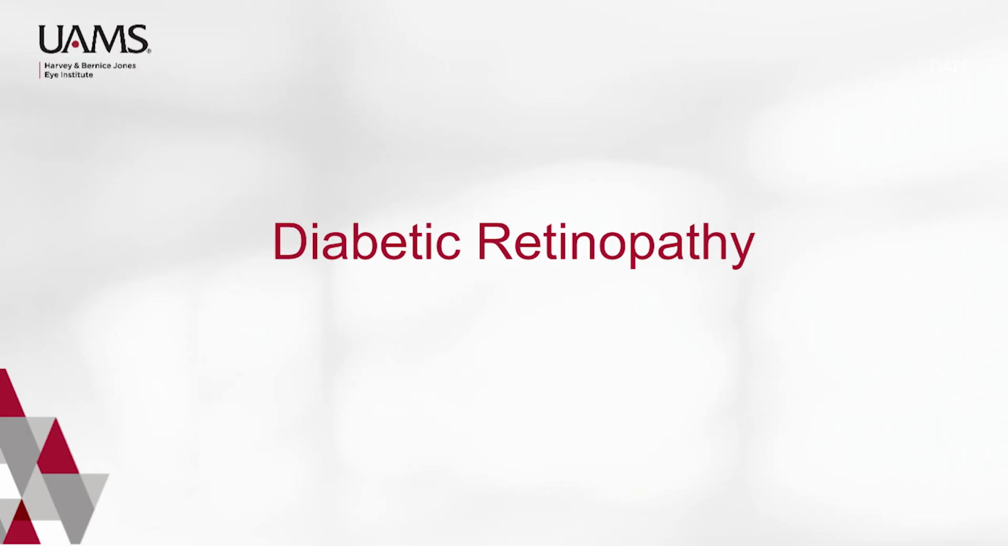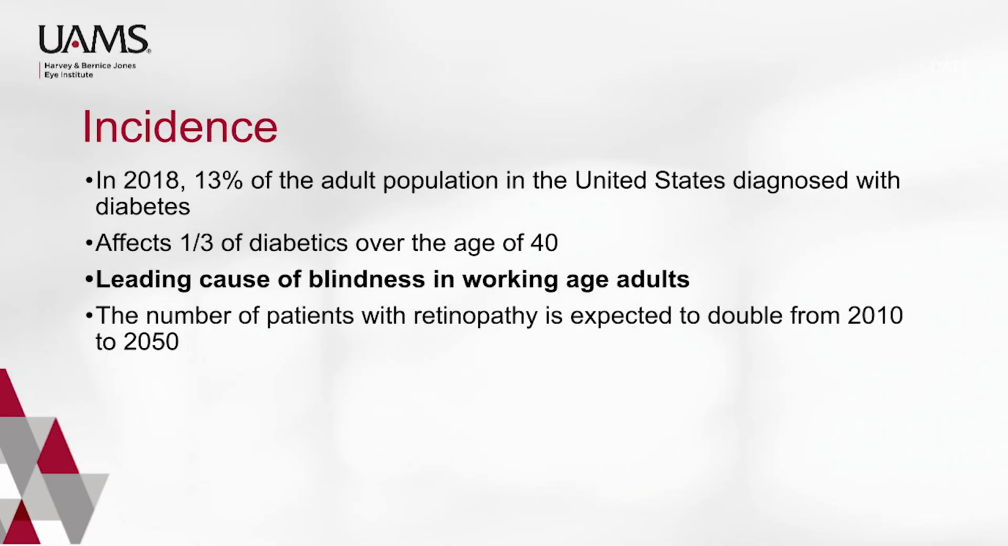And the last disease we will discuss is diabetic retinopathy. In 2018, 13% of the adult population in the United States were diagnosed with diabetes. Diabetic retinopathy affects 1/3 of patients over the age of 40, and this is the leading cause of blindness in working age adults. The number of patients with retinopathy is expected to double from 2010 to 2050.